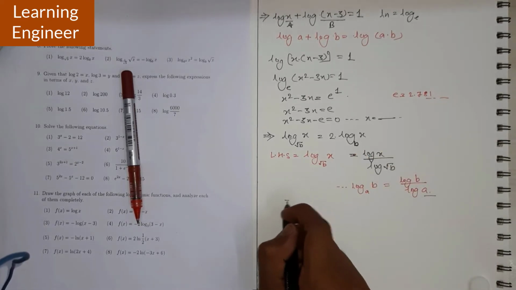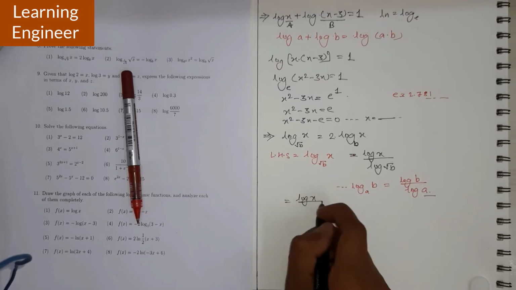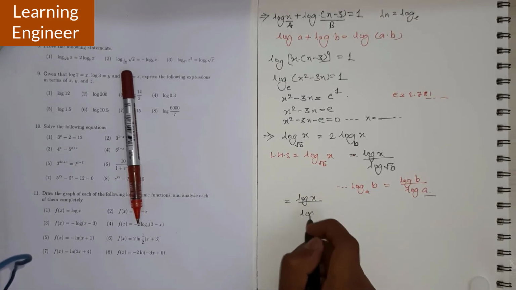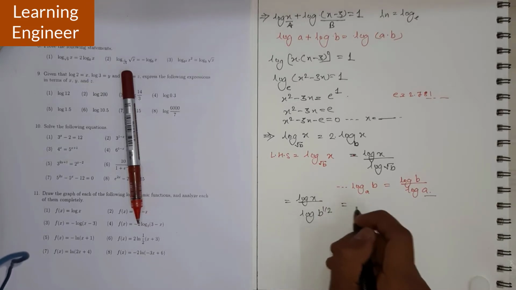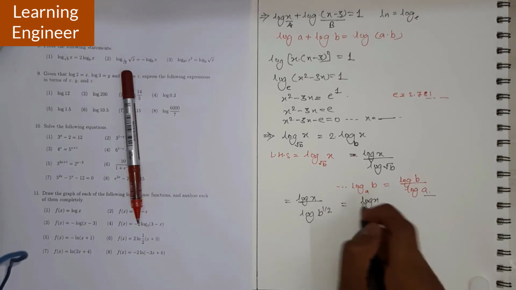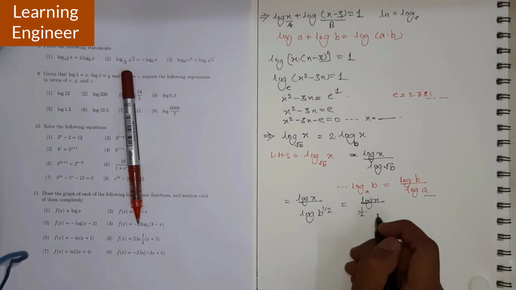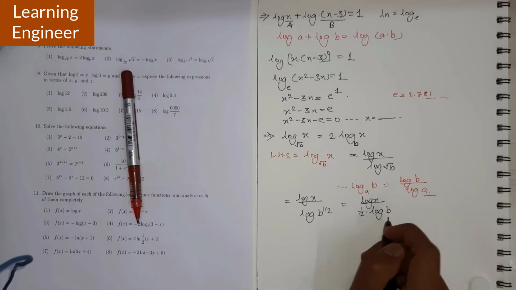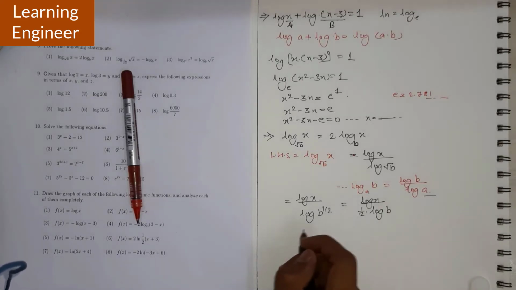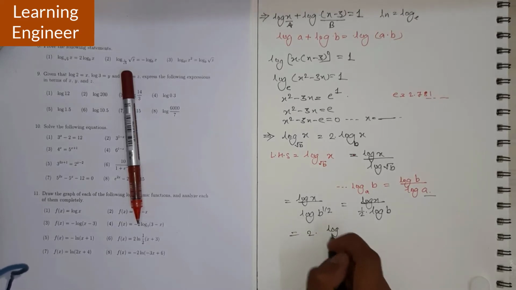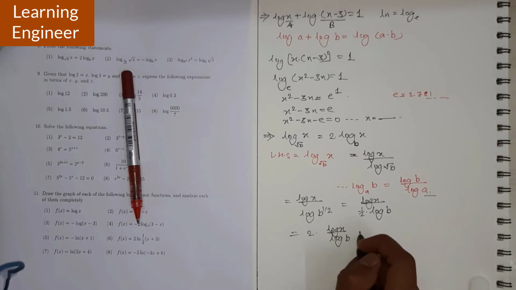Now what can we write? That is equal to log of x divided by log of b raised to 1 by 2. That means log of x divided by 1 by 2 log of b. We can keep the 1 by 2 on the front of the log. As we know, log of x raised to m is equal to m times log of x. Now 2 will go on the upper side, as that is 1 by 2. So this we get.